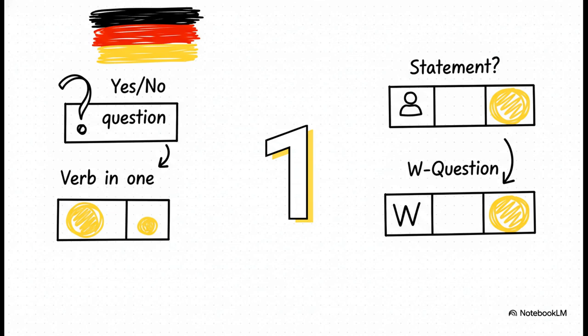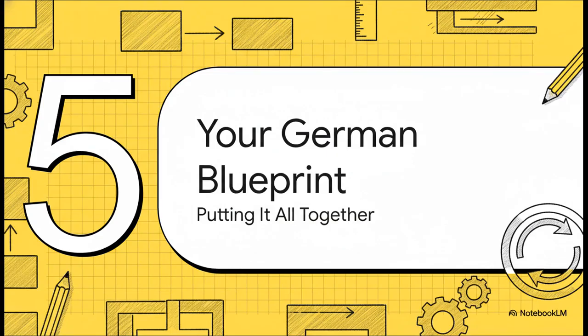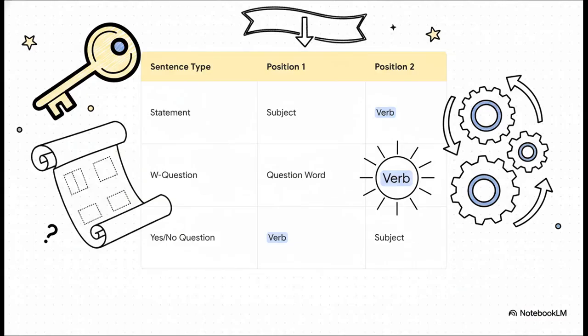So let's do a super quick recap. Statement, verb in 2. W question, verb in 2. Yes-no question, the verb jumps to 1. That's the whole game, right there. So, we've gone over the blocks, we've gone over the rules. Let's put this all together into one final, handy blueprint that you can start using, like today. And here it is, your ultimate cheat sheet. This simple little table has all the logic we just talked about. No matter what kind of basic sentence you want to build, this blueprint shows you exactly where your most important piece, the verb, is supposed to go.